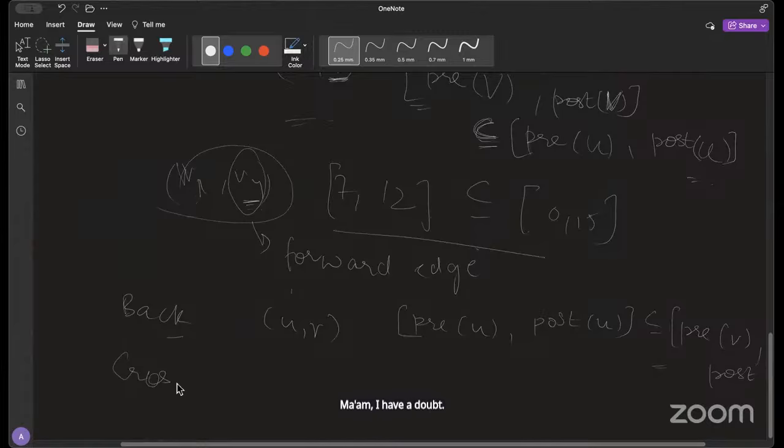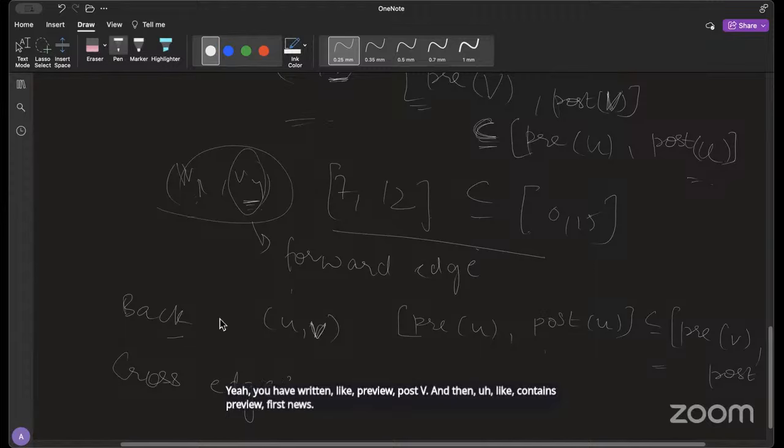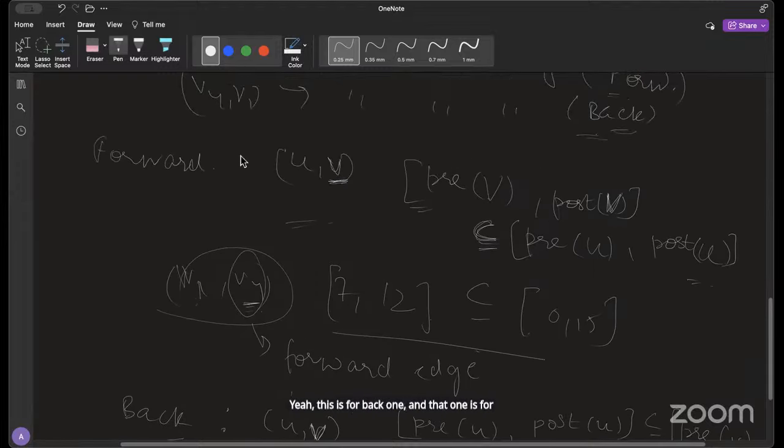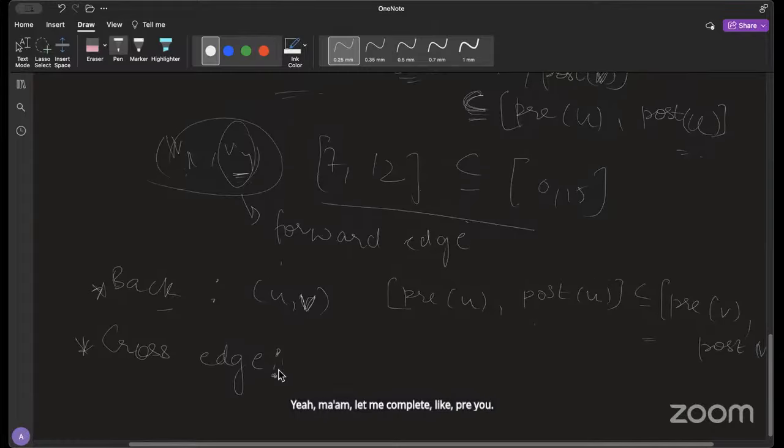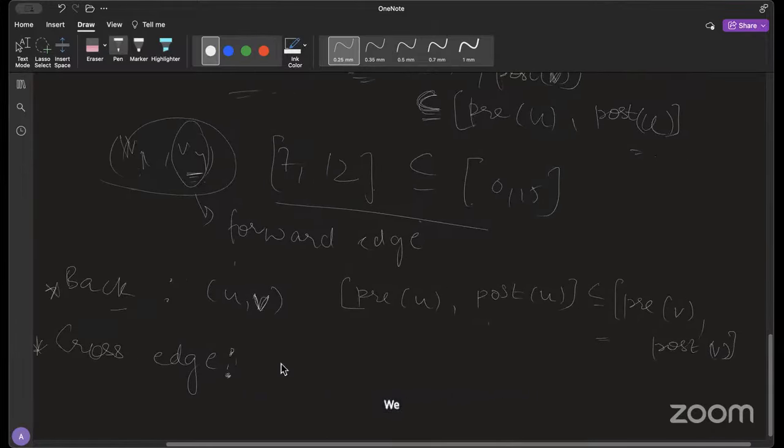Ma'am, it is written like pre-U, post-U. Yeah, you have written pre-V, post-V, and then it contains pre-U, post-U. Yeah, this is for the back edge, and that one is for the forward edge. Like pre-U and post-U, we write only U.